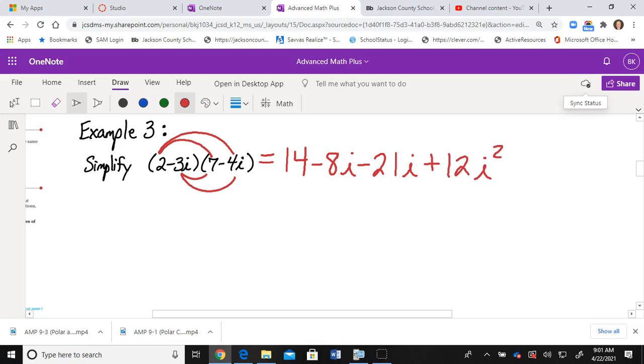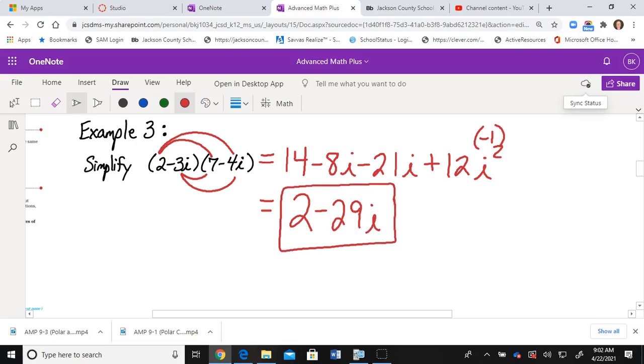What is i squared? Negative 1. Good job, guys. We're doing great. Replace that with negative 1 and then add up your like terms. 12 times negative 1 is going to be negative 12. So what's 14 minus 12? 14 minus 12 is 2. And negative 8i minus 21i is negative 29i. Any questions?